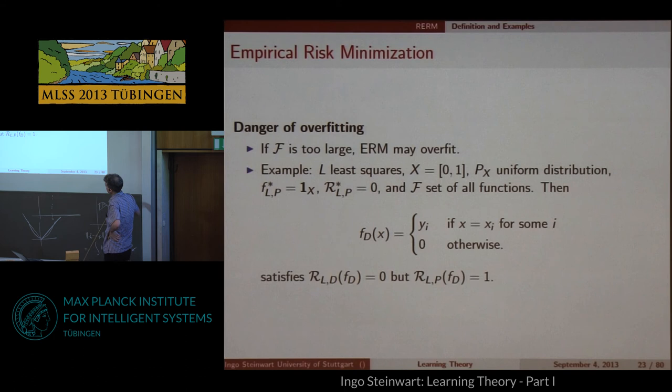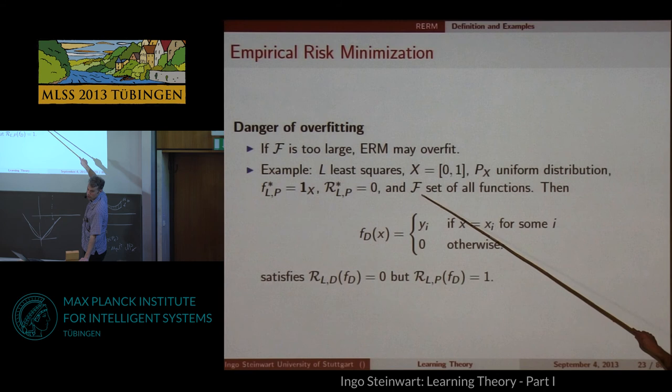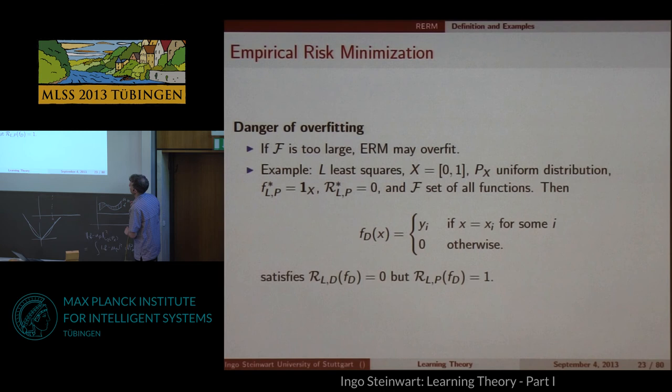And now our conditional expectation is just the constant one function. We want to estimate this one, and we use empirical risk minimization over the set of all functions. Okay, and here's one particular empirical risk minimizer.